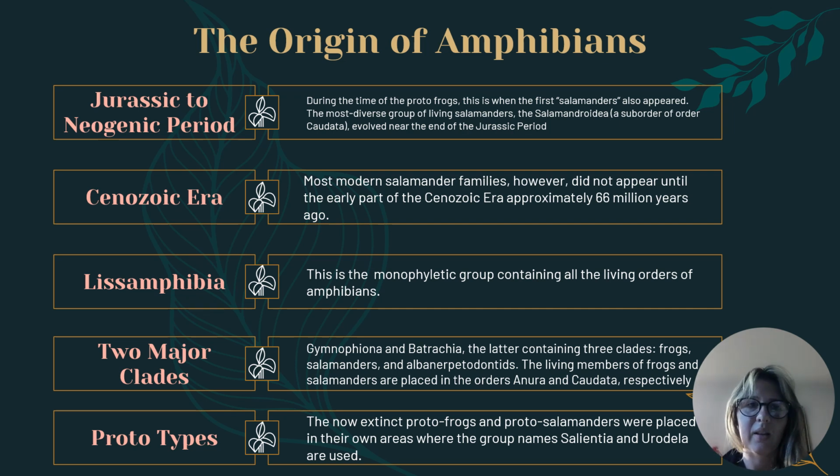This then goes into the modern day Lissamphibia. This is where all of our 3 living orders of amphibians now sit, all of our modern day amphibians: the frogs, toads, the salamanders and newts, and our caecilians, where we have our 2 major clades, the Gymnophiona and Batrachia, the latter containing those 3 clades that I just mentioned. And then our prototypes, now extinct, were placed into a different category of their own called the Salientia and the Urodela.